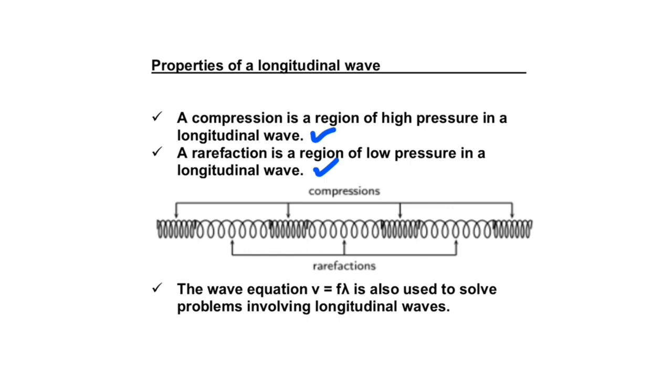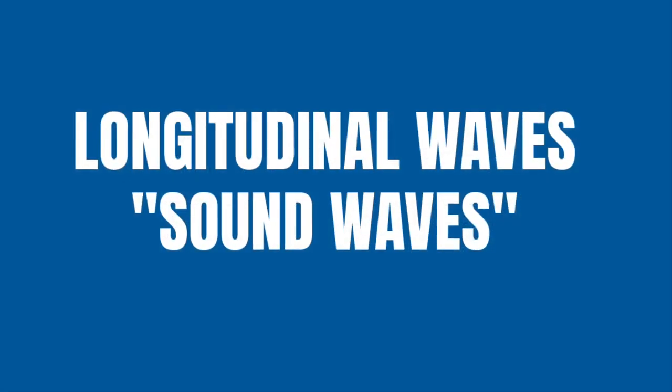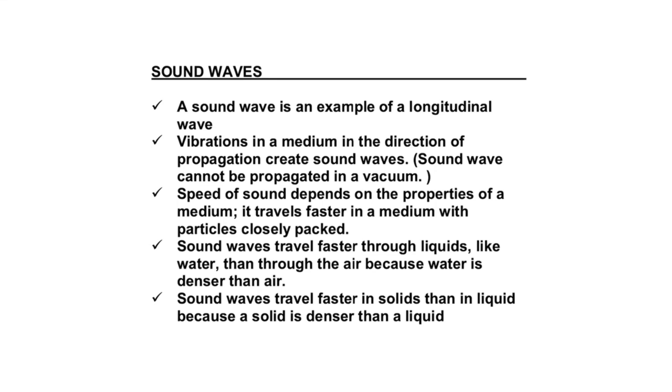The speed is still equal to the frequency multiplied by the wavelength. A good example of a longitudinal wave is a sound wave, and we are going to talk about that next. So let's go ahead and take a look. A sound wave is an example of a longitudinal wave, as I have stated, and vibrations in a medium in the direction of propagation create sound waves. Sound waves cannot be propagated in a vacuum.